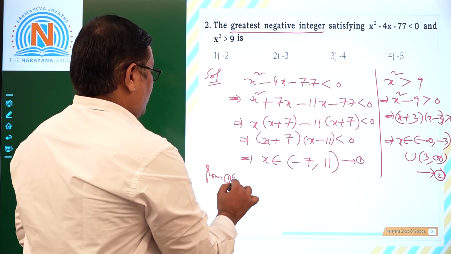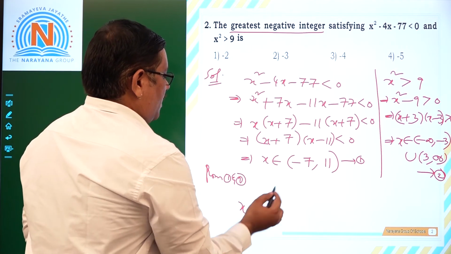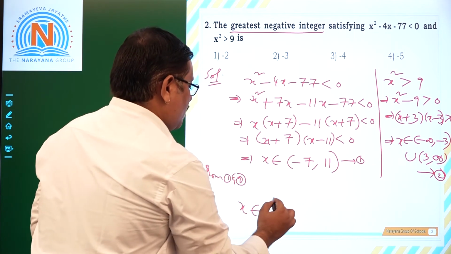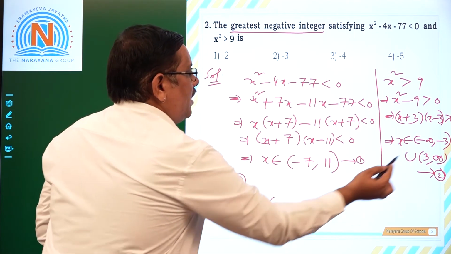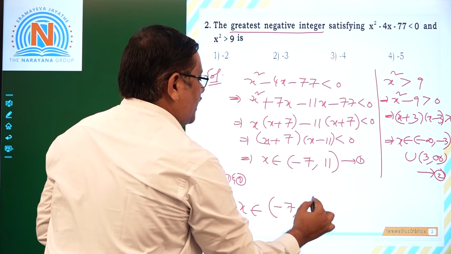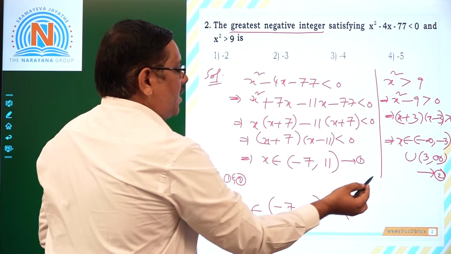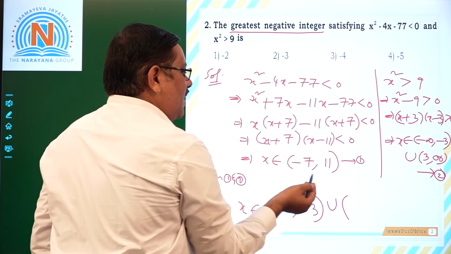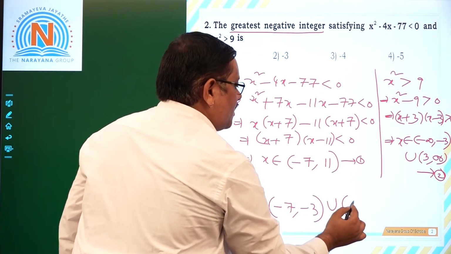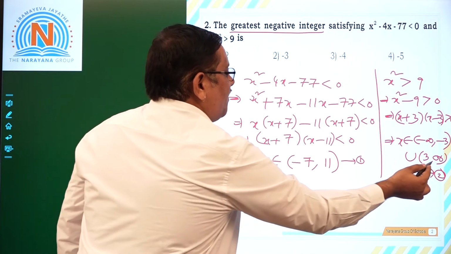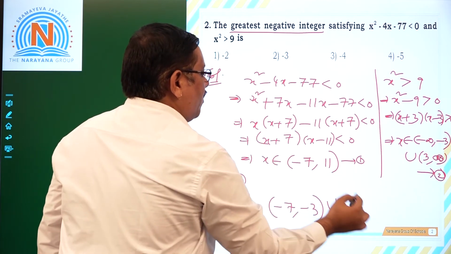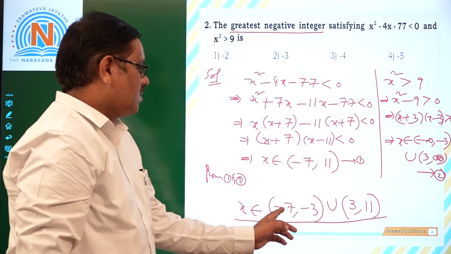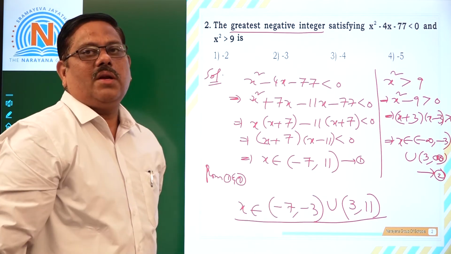What you can say? x belongs to, here x is only up to minus 7, but he is saying x is from minus infinity to 3. So it is minus 7 to, here it is restricted up to minus 3. Let us take like that. Union, if you look at this, it is starting from 3. But in this case, less than 3 values are also included. But here it is starting from 3. So we have to take 3 to infinity. Up to infinity you can take here. But here we have up to 11. So this is only 11. This is the solution set. x belongs to minus 7 to minus 3 union 3 to 11.